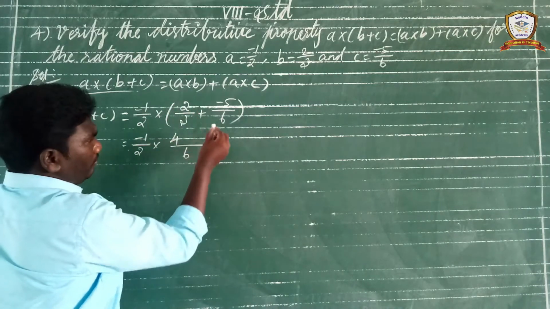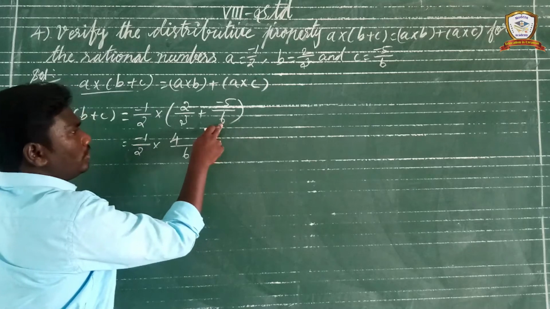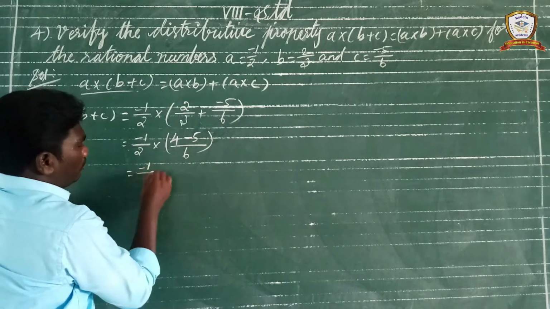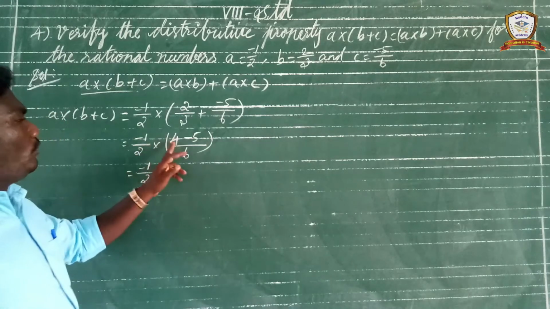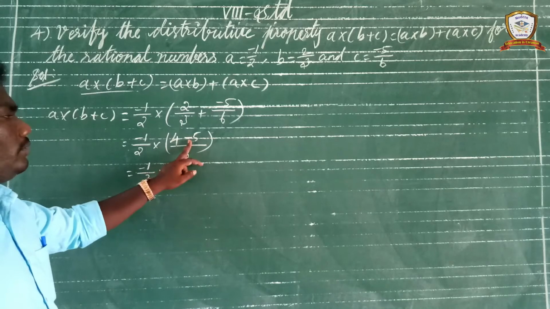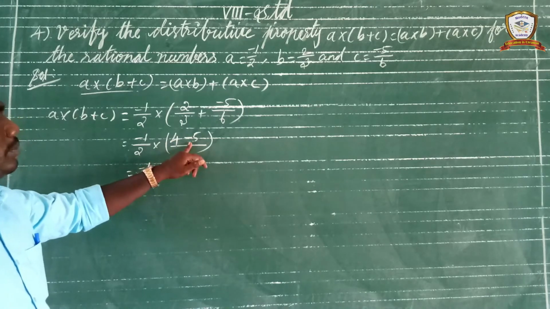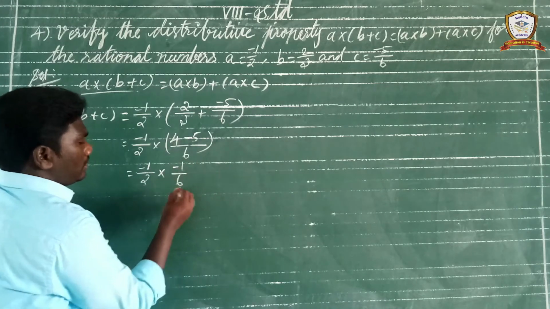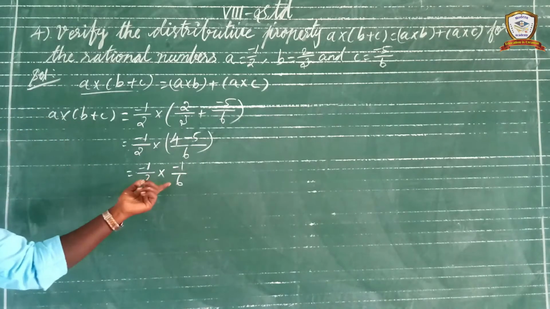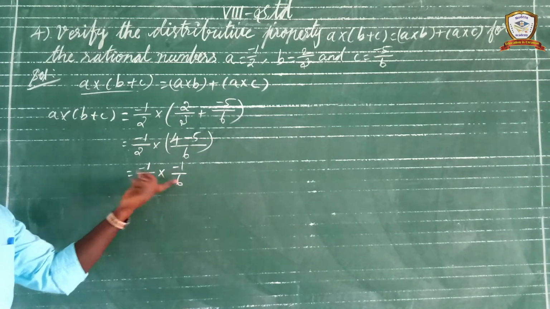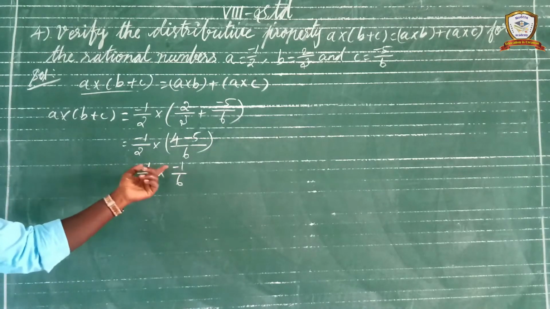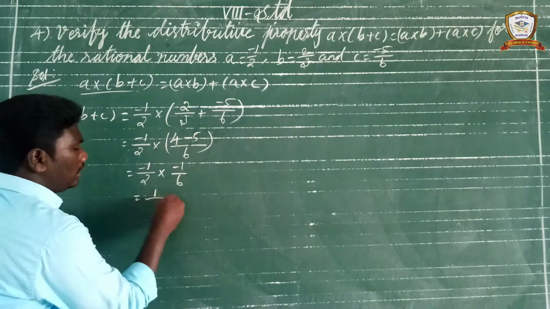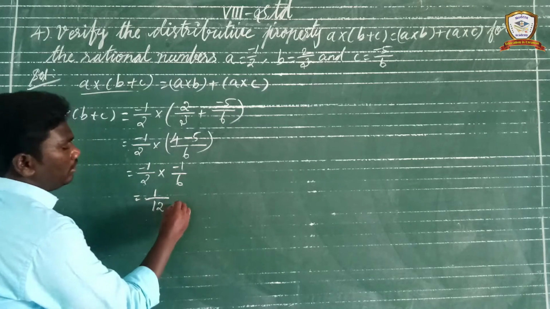The next, here denominator 6 only, so the numerator will be taken as it is, minus 5. Therefore here minus 1 by 2 into, so here 4 minus 5. 4 minus 5 means what? Different signs. So subtract, 5 minus 4, 1, the bigger number's sign is minus, divided by 6. So here, multiplying two rational numbers, numerator with numerator and denominator with denominator. So minus into minus is plus, 1 is 1, divided by 2 sixes are 12.